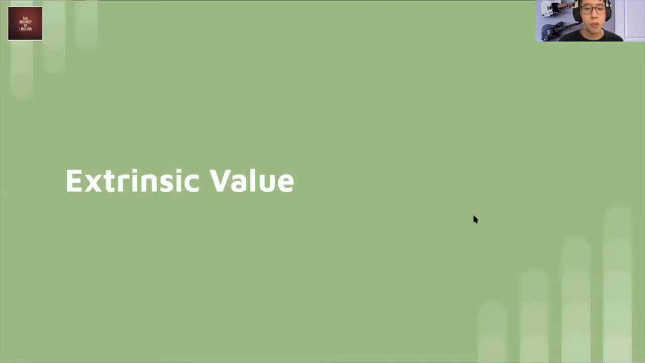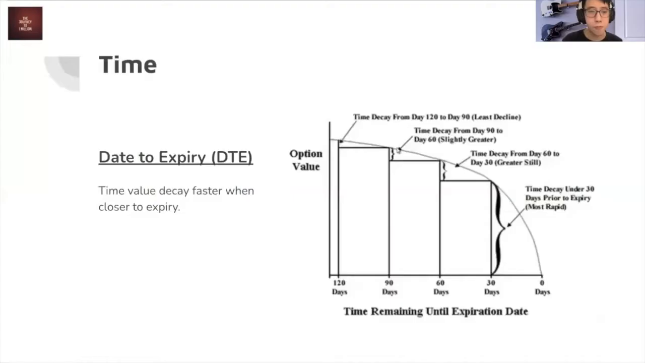So now I will be going into extrinsic value. The first component of the extrinsic value is time, because the date to expiry is part of the components of a contract. And this is actually talking about the contract. If the contract is closer to the expiry date, the value of the contract is actually lower.